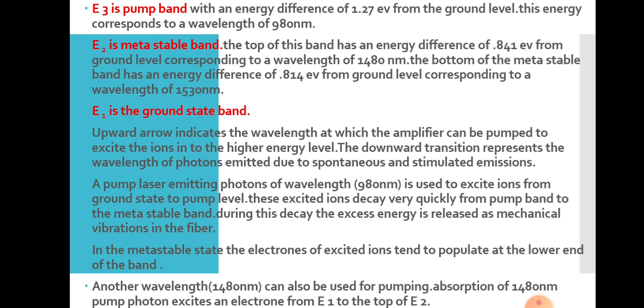So this is the working, and here you can explain it as E3 is the pump band with an energy difference of 1.27 electron volt from the ground level, and this energy corresponds to the wavelength of 980 nanometer. Similarly, there is the E2 metastable state, and the top of this band has an energy difference of 0.841 electron volt from the ground level, corresponding to the wavelength of 1480 nanometer. And the bottom of the metastable band has an energy difference of 0.814 electron volt from the ground level, corresponding to a wavelength of 1530 nanometer.